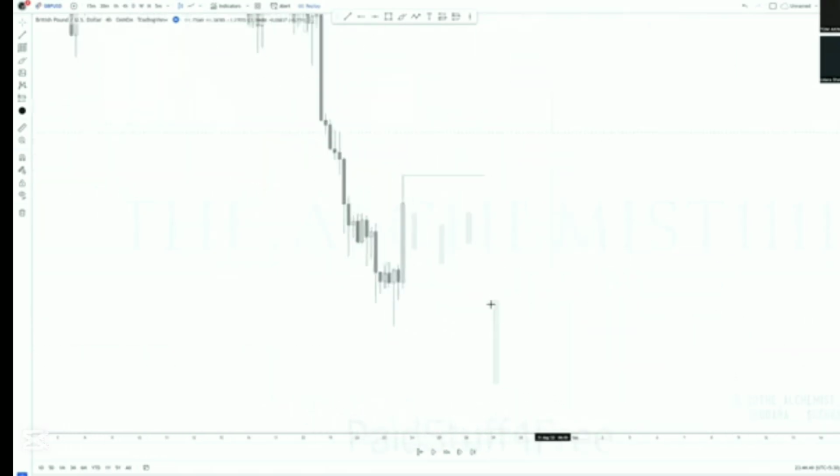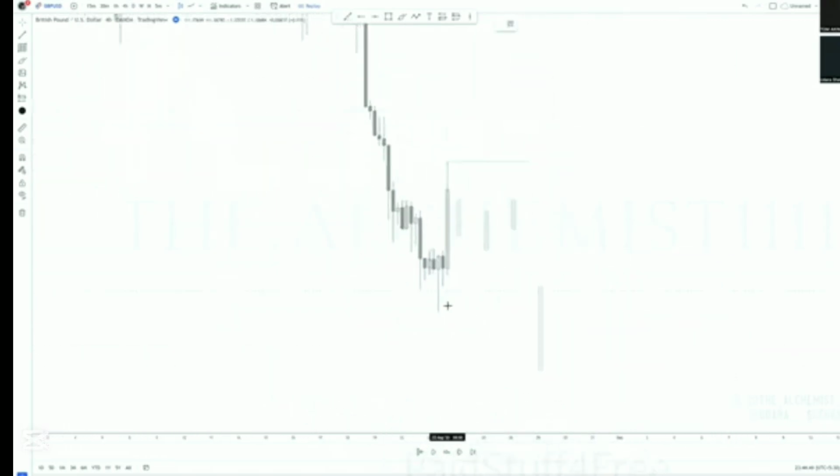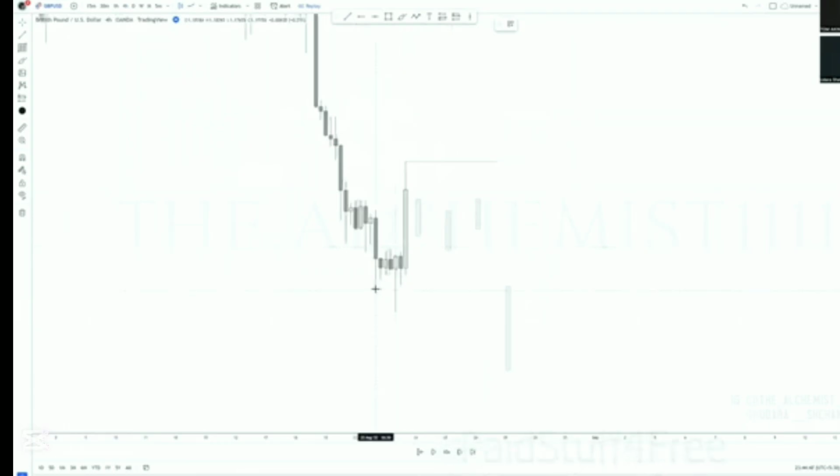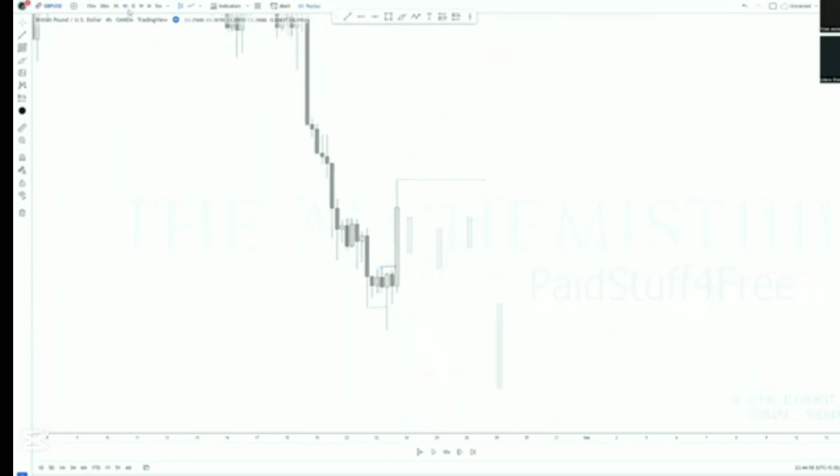Now what has happened was the 4-hour has created a strong low. Liquidity taken, structure broken, because now there is nothing clear on the daily. After the daily, what's the next strongest time frame we have? The 4-hour, right? Now on here, we do have a strong low, stop hunt, breakout structure.